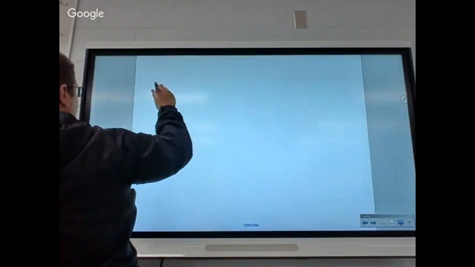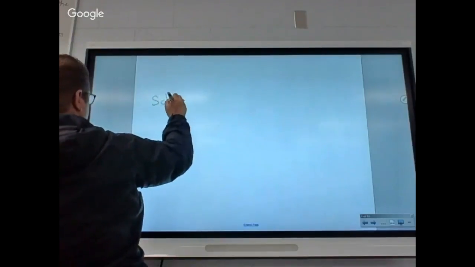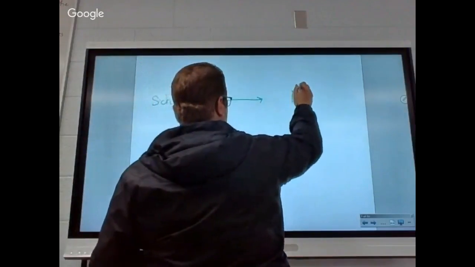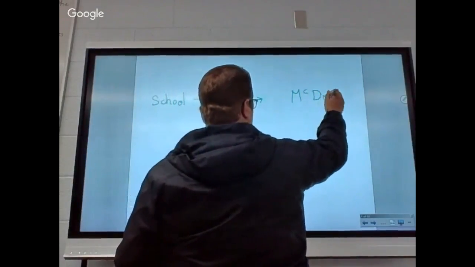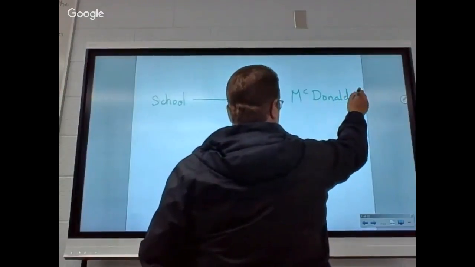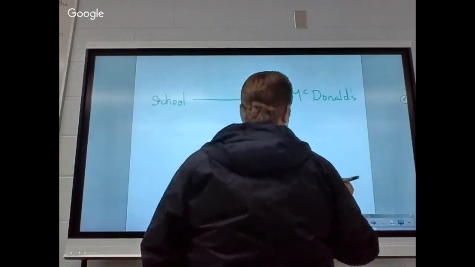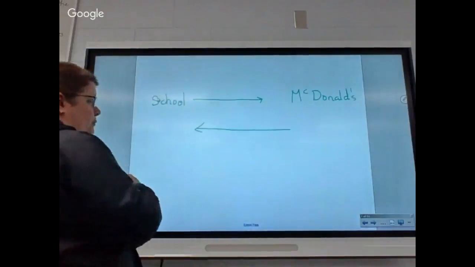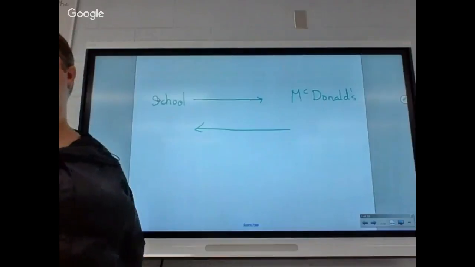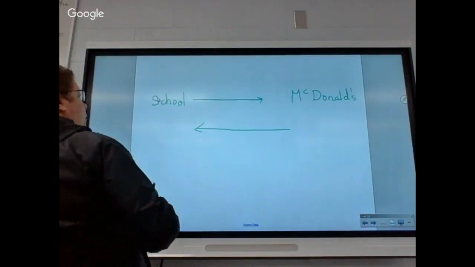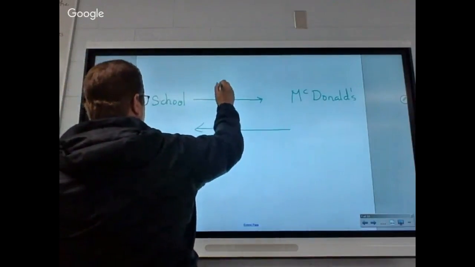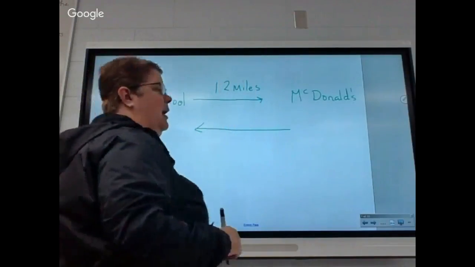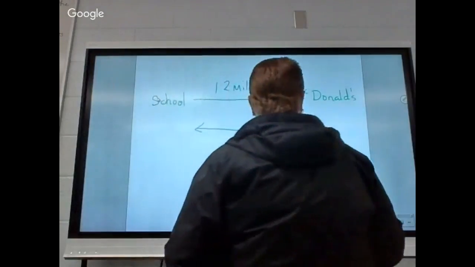All right, so let's say that we're at the school. All right, and we walk to McDonald's. Well, we're going to pretend we have some money. And we're going to walk back to the school. Now, we're just going to say, for the sake of argument, that walking to McDonald's is 1.2 miles. All right? I have no idea how far it is. I'm making it up. Not far.